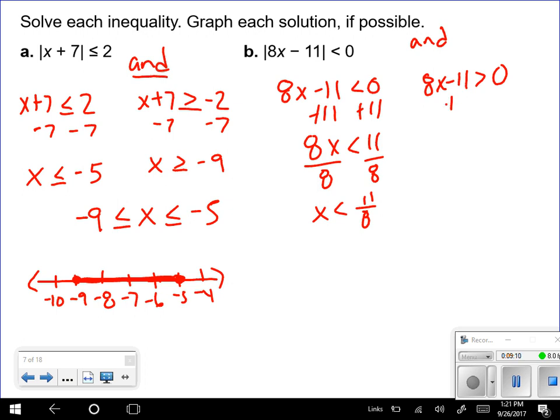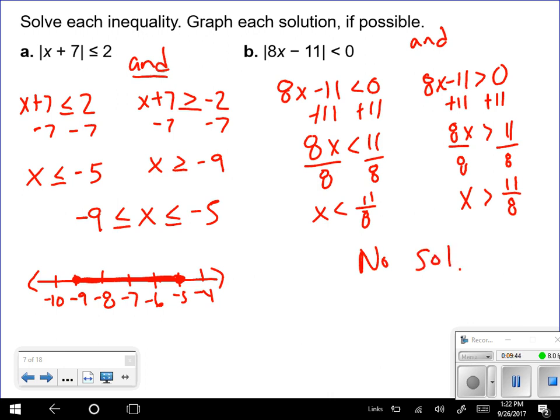Okay, so if I add 11 to this side, x is greater than 11/8. So think about this. Could x be less than 11/8 and greater than 11/8? Is that possible? No, it's not. So this is no solution.